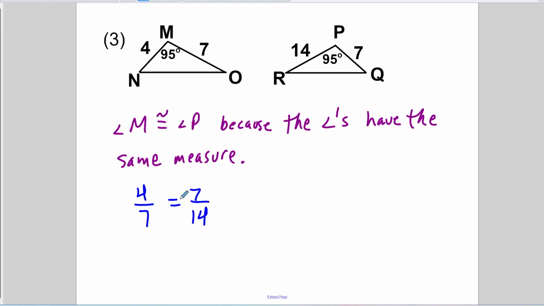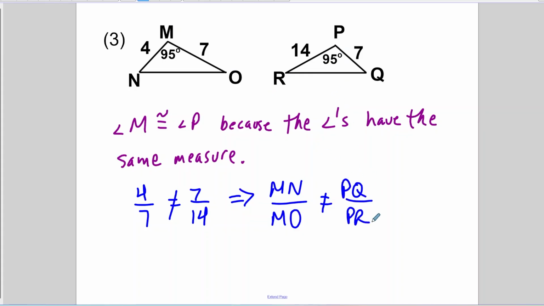So here we could actually make the statement and say that these two ratios are not equal, which then tells us that the ratio of the corresponding sides is not equal in both triangles. So MN over MO is not equal to, and see I'm comparing the small to the big, so I would be comparing the small PQ over the big side PR. So then what this tells us, we could say therefore the triangles are not similar.